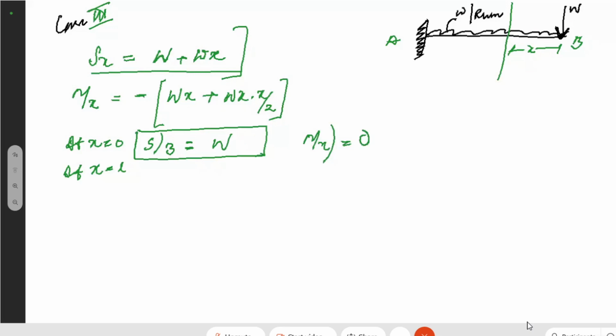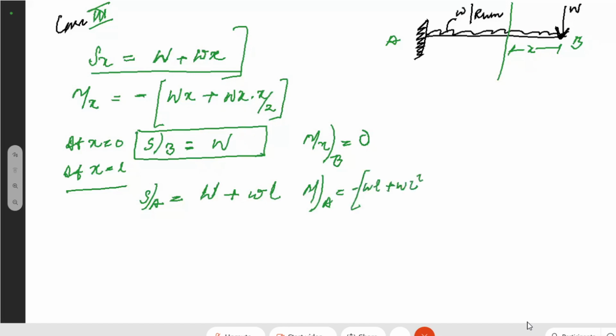Now when x is equal to L, your shear force at point A will be equal to how much? Giving the value of x equal to L, that is equal to W plus small w L. This will be your shear force at point A. And your bending moment at point A will be equal to, giving the value of x equal to L, WL plus wL square by 2.